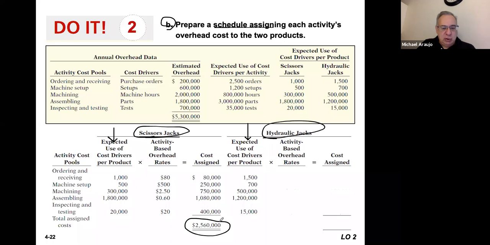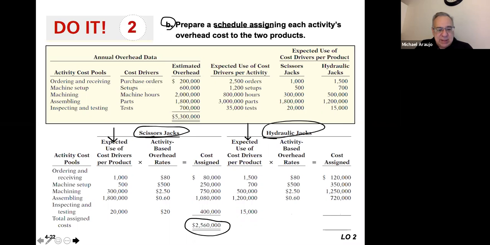Total costs $2,560,000. Okay. When you look at the hydraulic jacks for the trucks, again, all the rates are going to be the same, but the expected number per product is different. So you simply calculate that through 1,500. So it's more ordering for the hydraulic jacks. There are more machine hours for the hydraulic jacks. More parts needed for more machine hours needed for the hydraulic jacks. More parts, well, actually less parts.